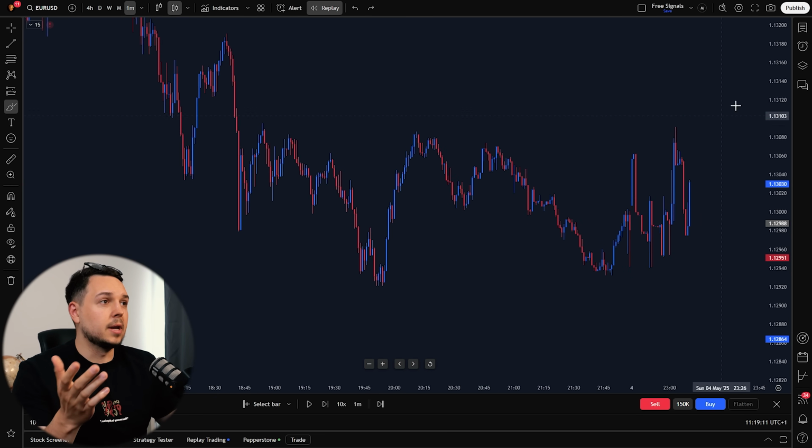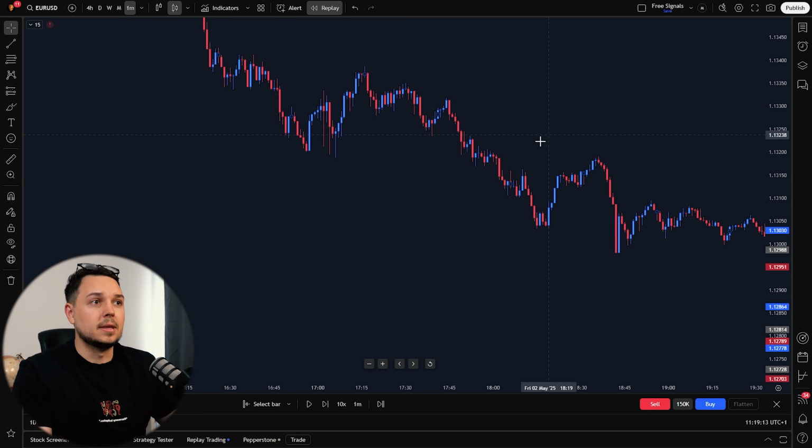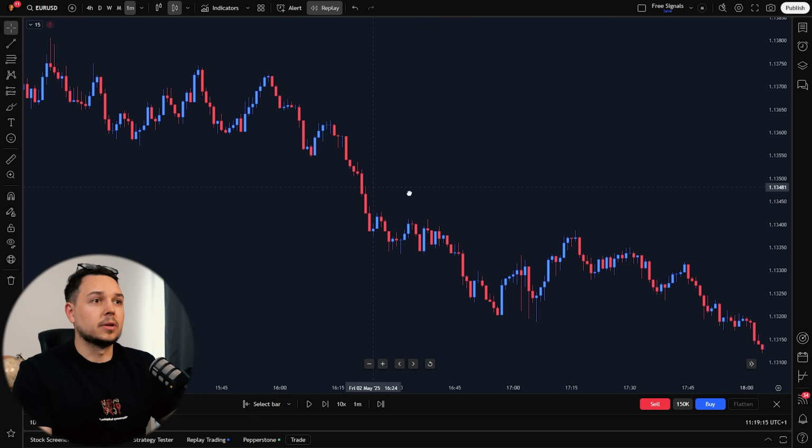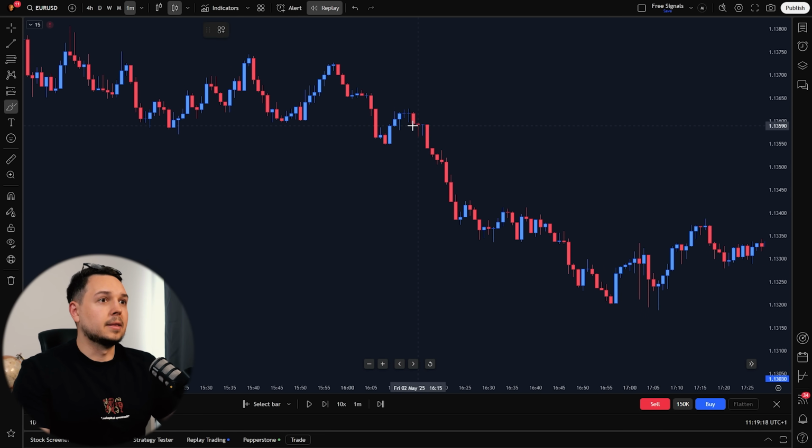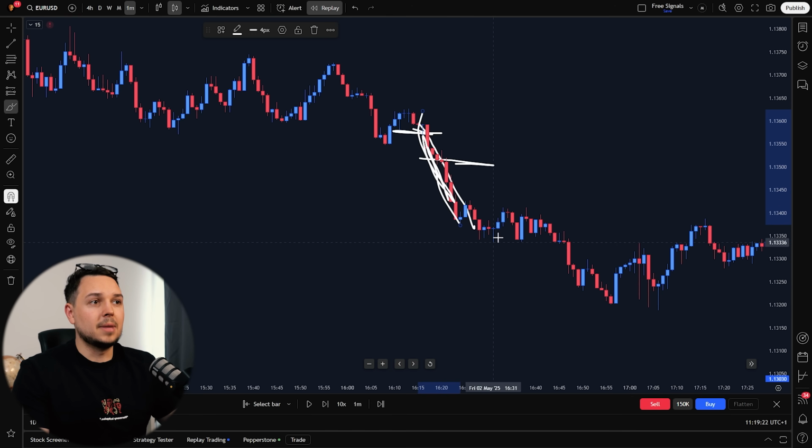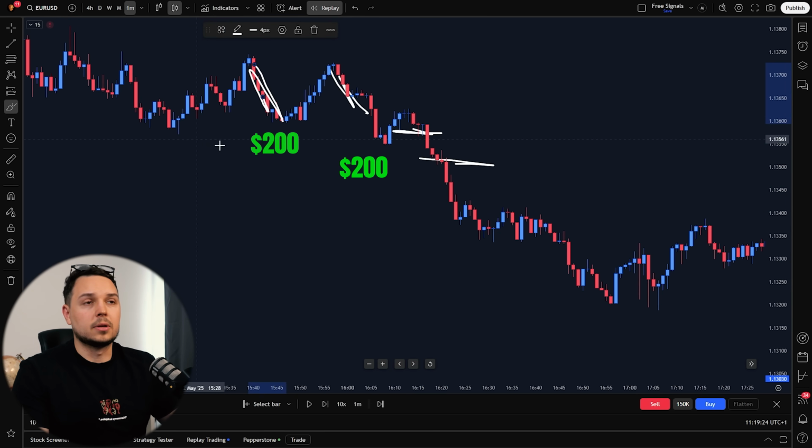You want to be trading when the market is trending nicely towards the upside or the downside, something like this, where there's a lot of volatility. You see this big movement, you can make quick money here. Here you can make quick money.